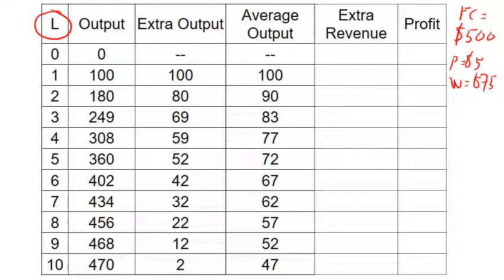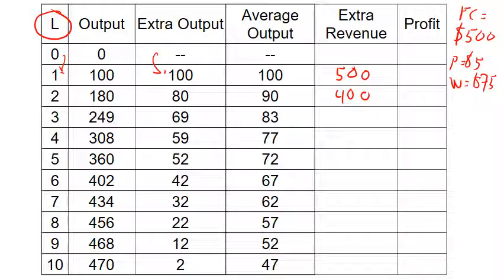Well, I could go through pretty quickly and calculate profit for every value of L. But the spreadsheet is pretty simple. But there's a quicker and much easier way. I can very quickly find the extra revenue generated as L goes from 0 to 1, 1 to 2, and so on. The extra output when L goes from 0 to 1 is 100. The price is $5, so the extra revenue is 500. 5 times 80 gives me extra revenue of 400.